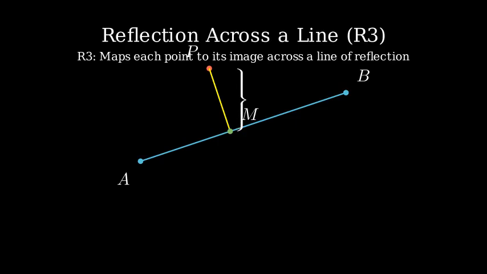Then we measure the distance from P to M. The reflection of point P, which we'll call P prime, is the same distance from M as P is, but on the opposite side of line AB.